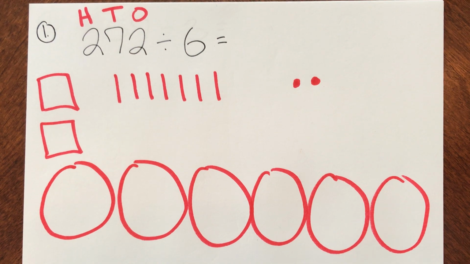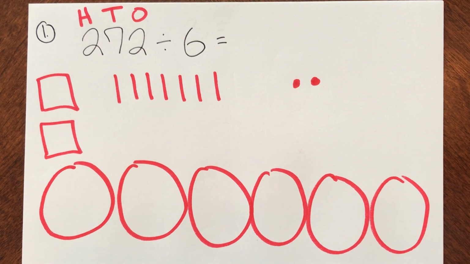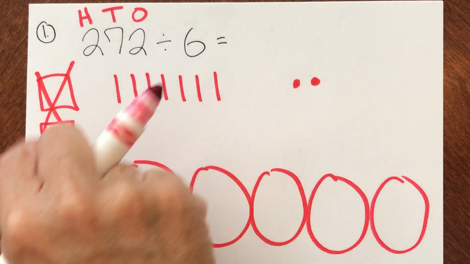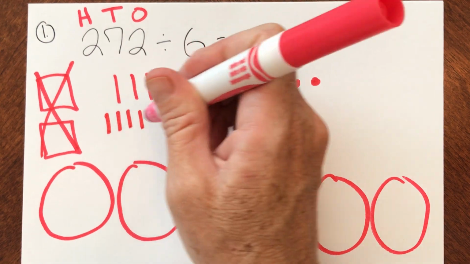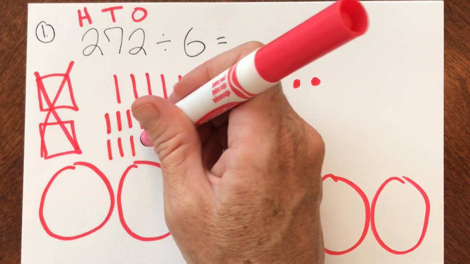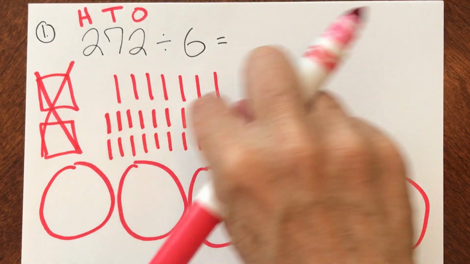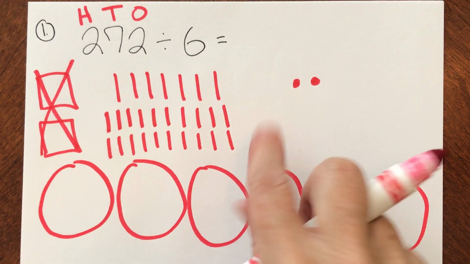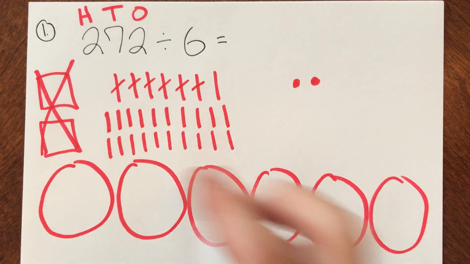Okay, now I'm ready to start dividing. I start with my hundreds and I only have 2, so I can't divide them. There's not enough, so I need to unbundle them. Each one of those is worth 10 tens. So I add 10 tens for each one. Okay, now let's start to distribute these. I have 6, and I'm going to pass those out.